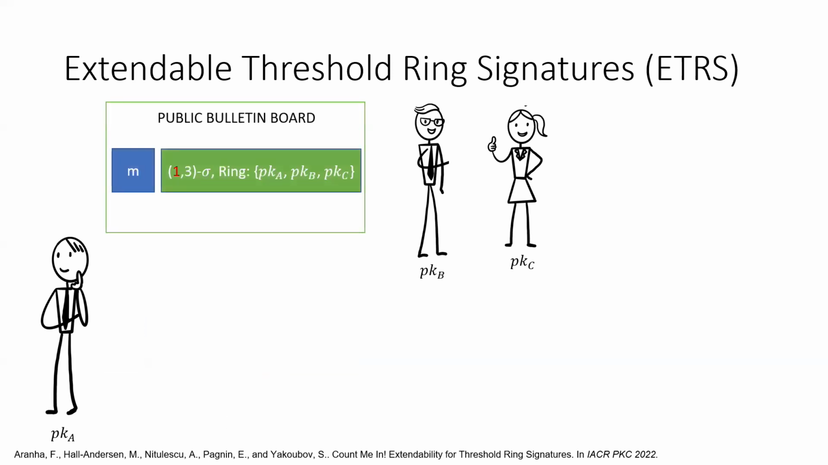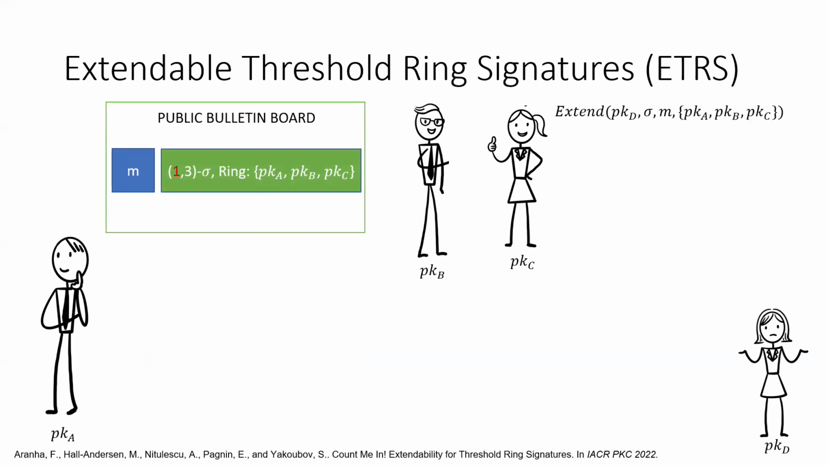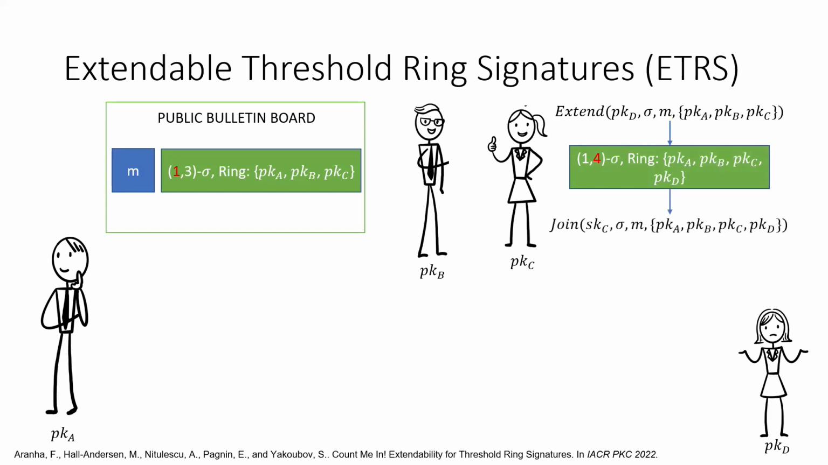Now imagine that user C also knows the public key of another user, user D. She can run an extend algorithm that takes as input the previous signature on the bulletin board and this additional public key of user D. This produces a 1-out-of-4 signature that now hides the identity among four signers. And imagine that user C wants to endorse the proposal as well. She can run a join algorithm on input the previous signature and her secret key, and this produces a 2-out-of-4 signature that now certifies that the number of signers is 2.